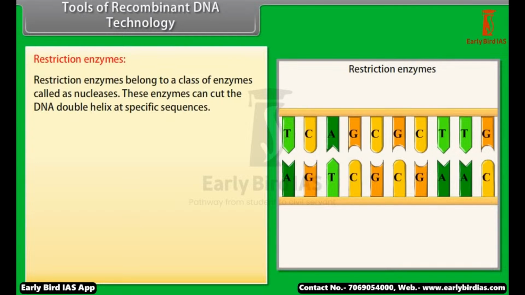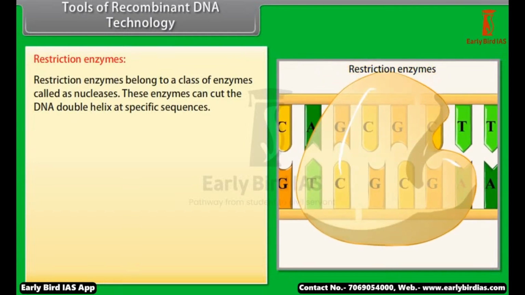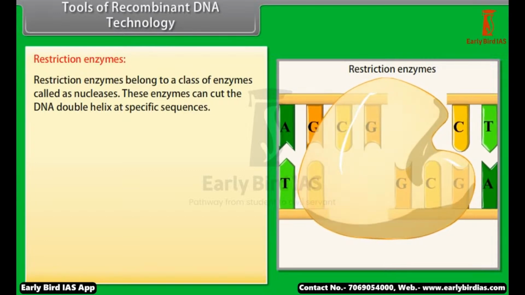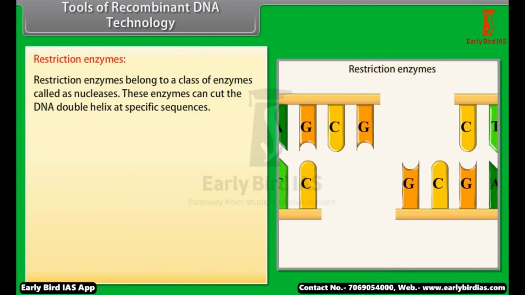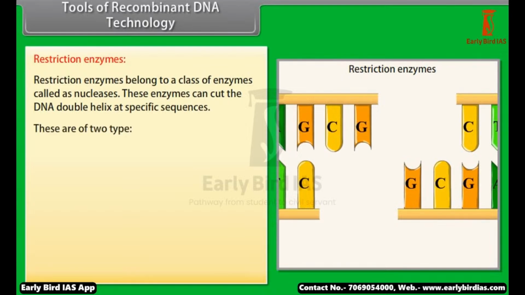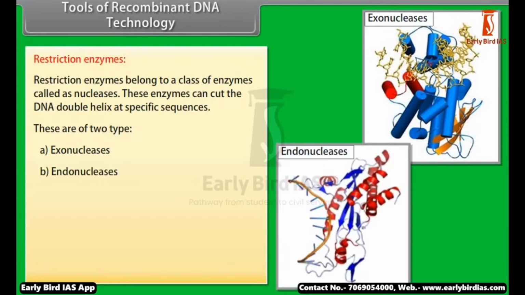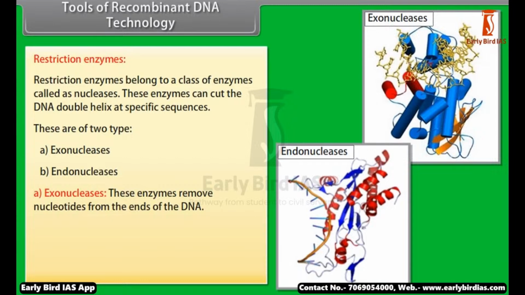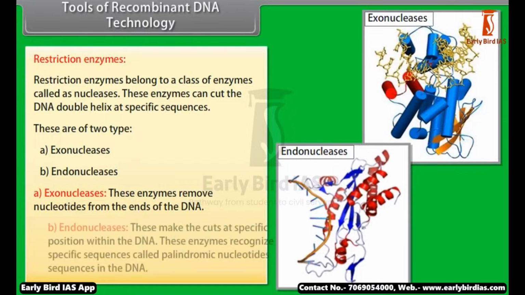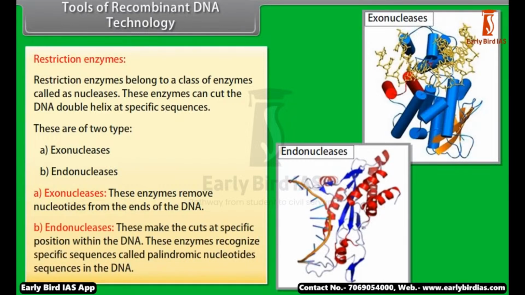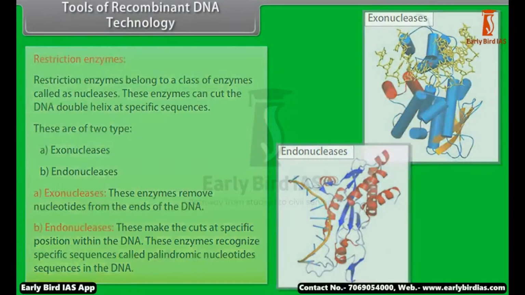Restriction enzymes belong to a class of enzymes called nucleases. These enzymes can cut the DNA double helix at specific sequences. These are of two types: exonucleases and endonucleases. Exonucleases remove nucleotides from the ends of the DNA. Endonucleases make the cuts at specific positions within the DNA. These enzymes recognize specific sequences called palindromic nucleotide sequences in the DNA.